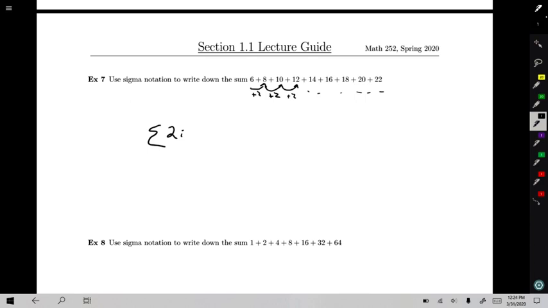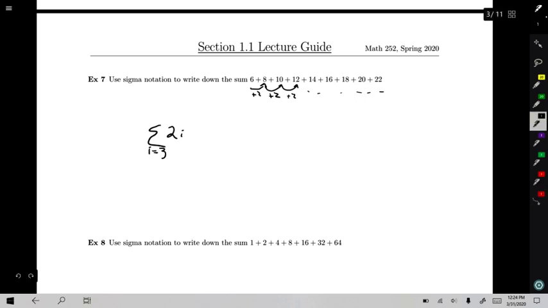In order to get the subscript and the superscript on my sigma here, I want to think about what the I value is that I'm starting at. Since the first number in my sum is 6, and the thing that I am adding up is this expression 2i, then the first I value that I'm going to have is 3.